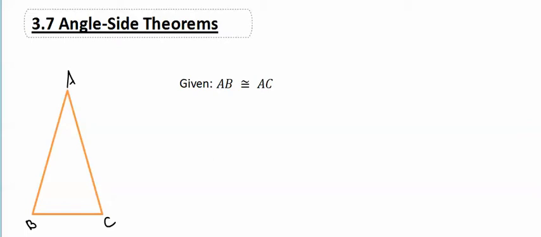In today's lesson, we will talk about section 3.7, Angle-Side Theorems. To get into this first theorem, let's take a look at the given triangle, and given that line segment AB is congruent to line segment AC.